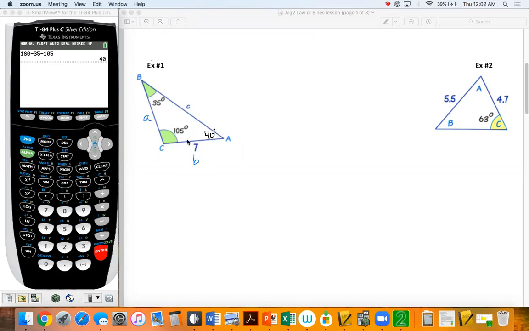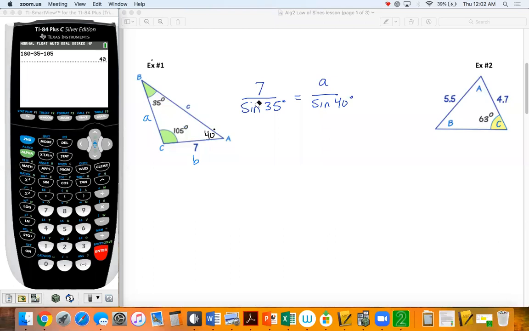So I always want to start with the known ratio. I'm going to write down on my paper, I know that I have side B, which is 7, and that's going to compare to the sine of the angle opposite that, which would be capital B, which is 35. So that is my first ratio. Now I'm going to set that equal to another ratio where one thing will be known and one thing will be unknown. So let's attempt to find side A. Side A is little a here, and it is opposite capital A, which is 40 degrees. So that's the sine of 40 degrees. So that's your setup using proportional reasoning.